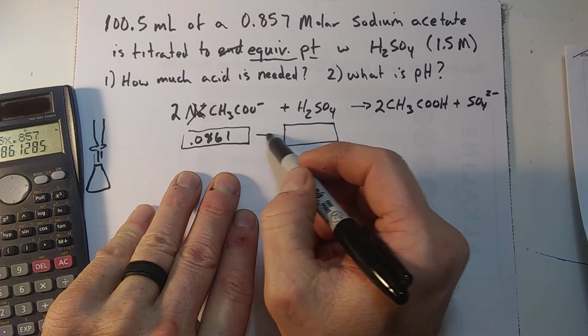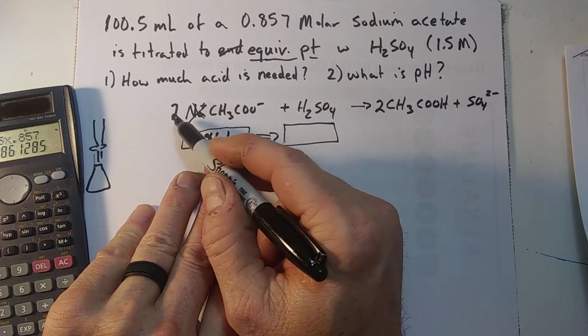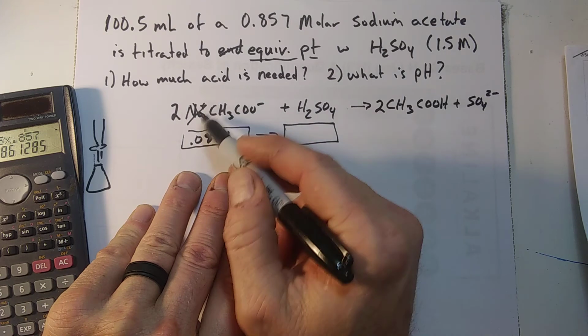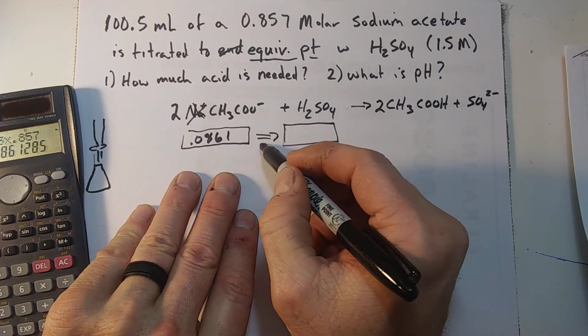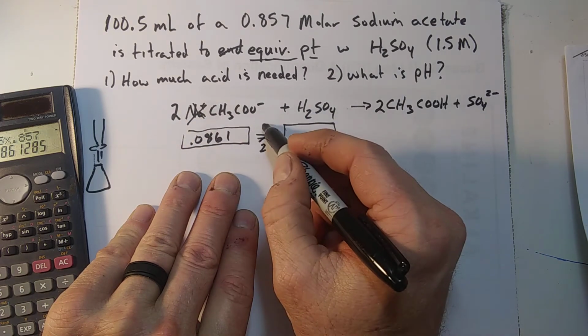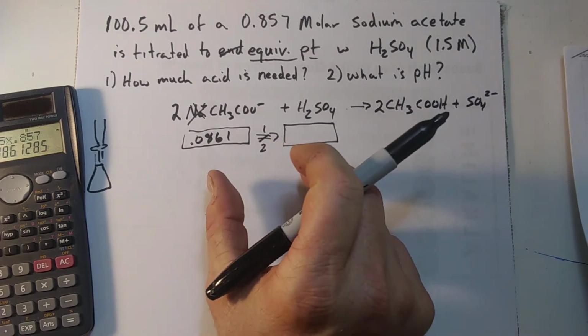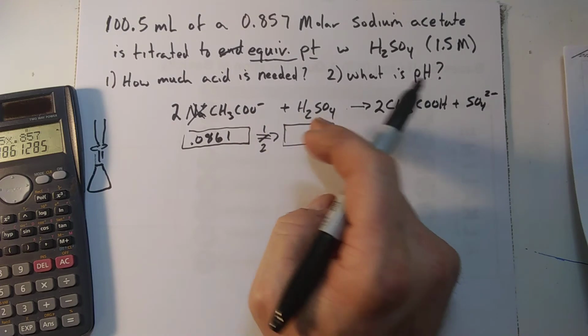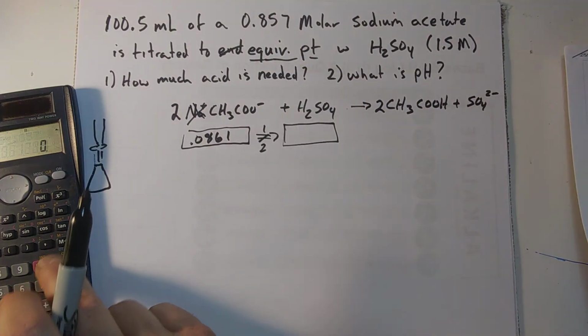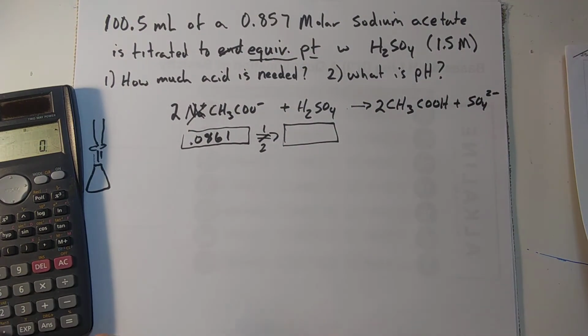And you can do that thing we did in Gen Chem 1, where if I'm leaving this acetate, I divide by the coefficient I'm leaving, and I multiply by the coefficient I'm going to have. A perfect neutralization of every anion with the acid, that is what equivalence point means. I need to take this number and divide it by 2.